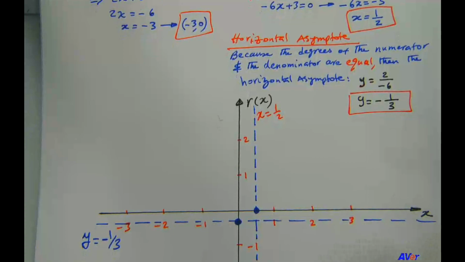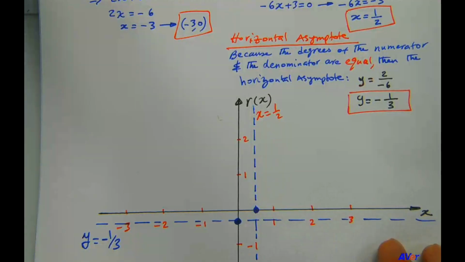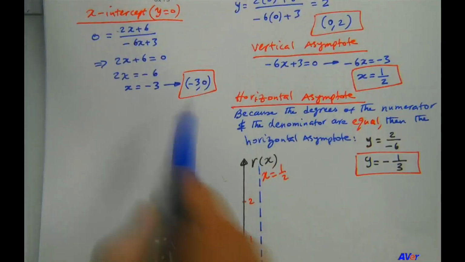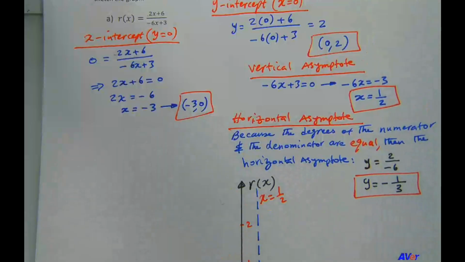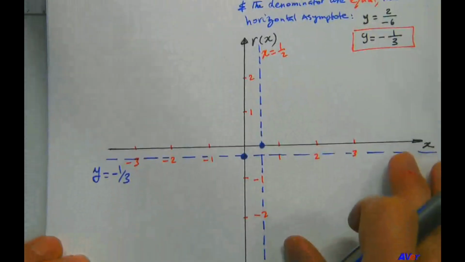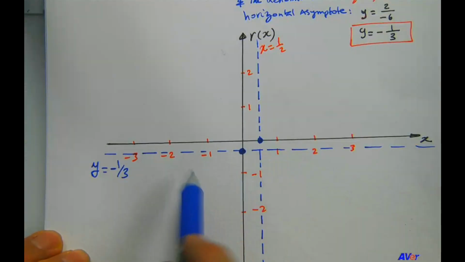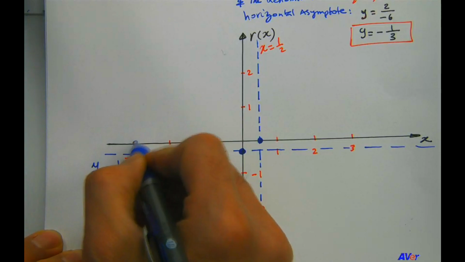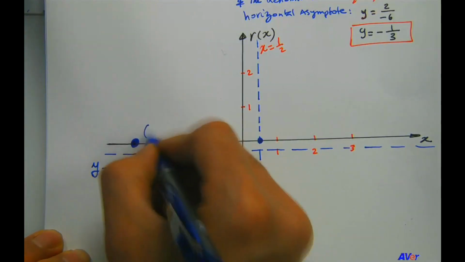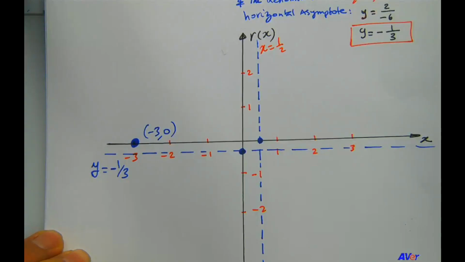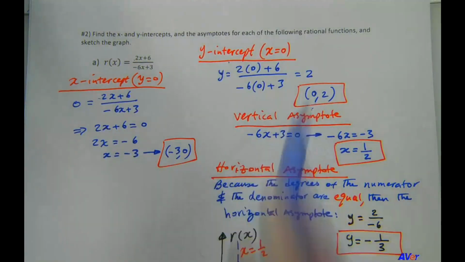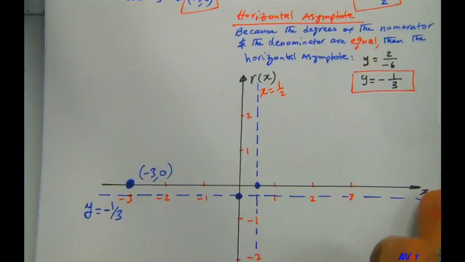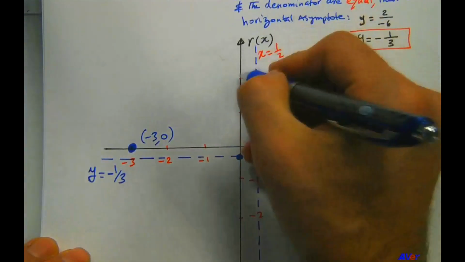Okay. Now, the x-intercept was at (-3, 0). Remember, the x-intercept was at (-3, 0). So let's plot that point here. (-3, 0) would be here. That's the x-intercept, right there, negative 3 comma 0. And how about the y-intercept? The y-intercept was at (0, 2). Right? (0, 2) would be here.